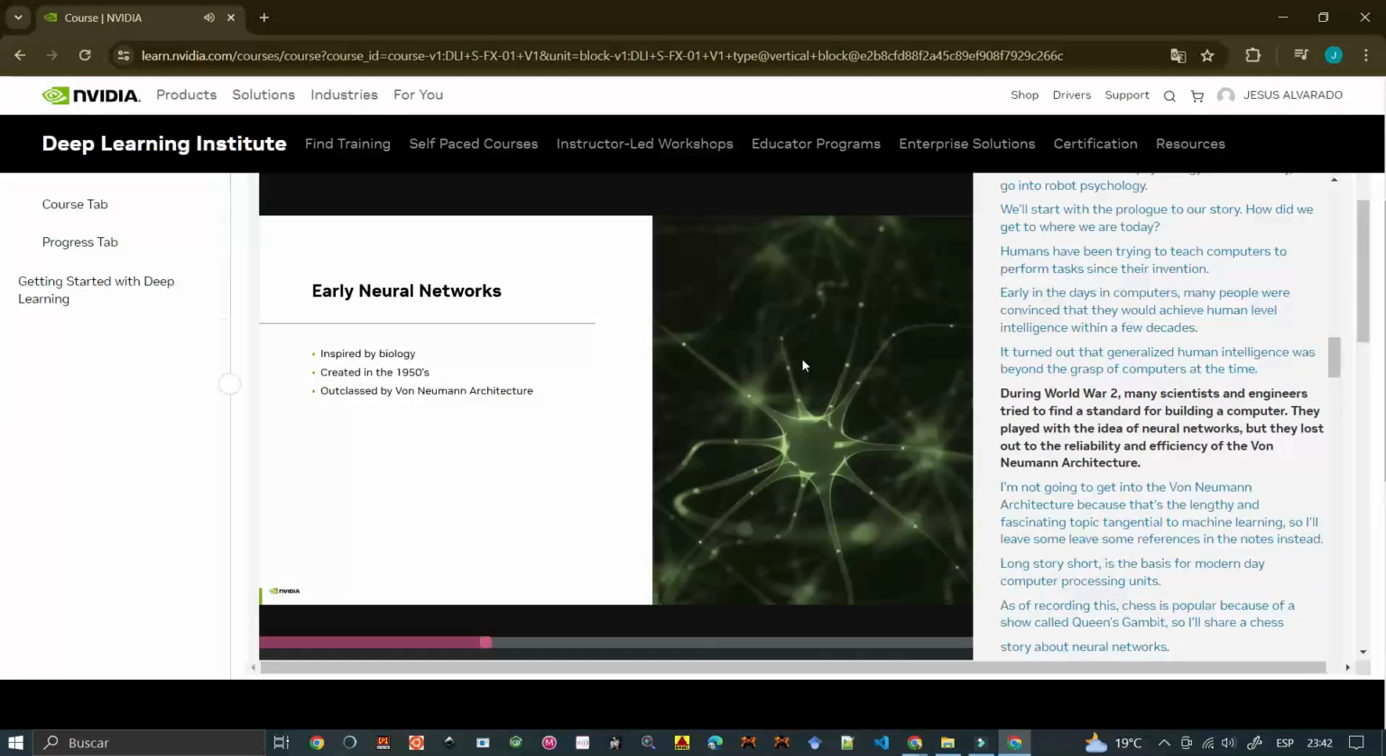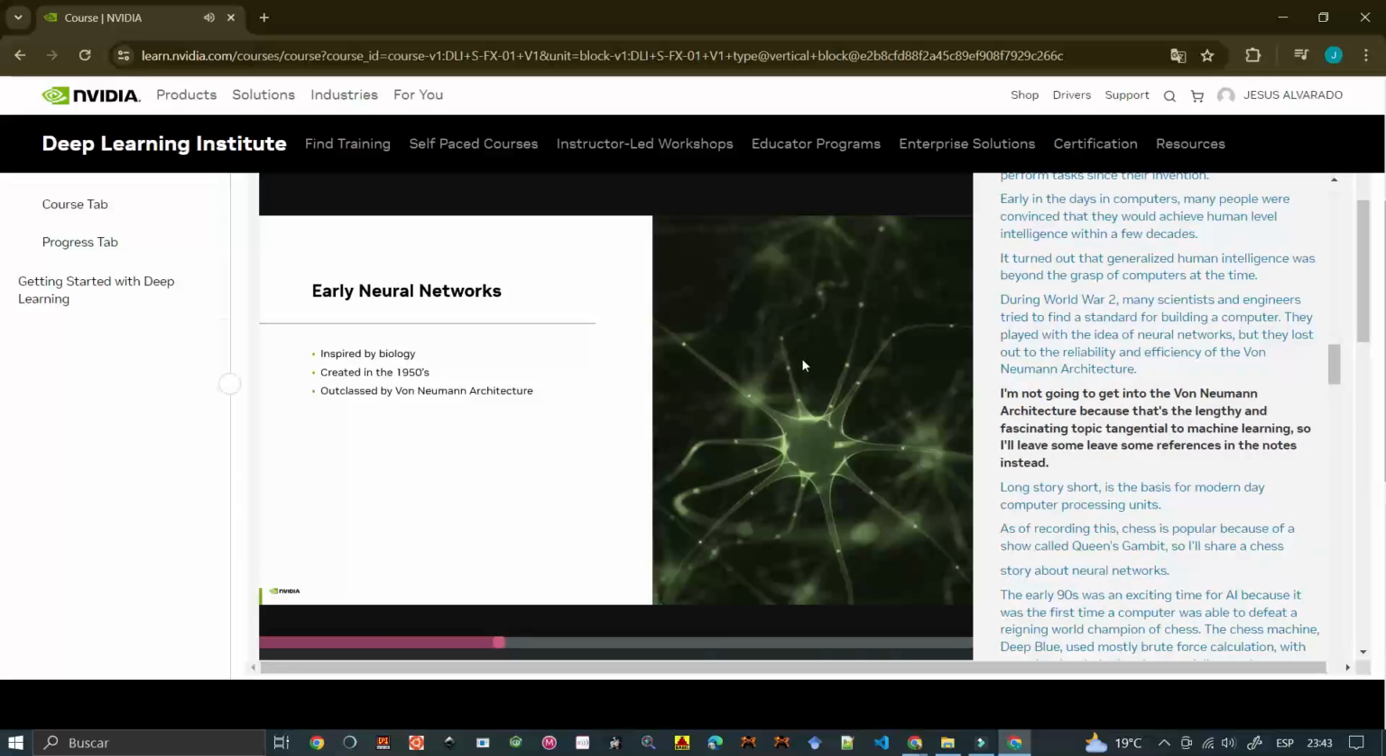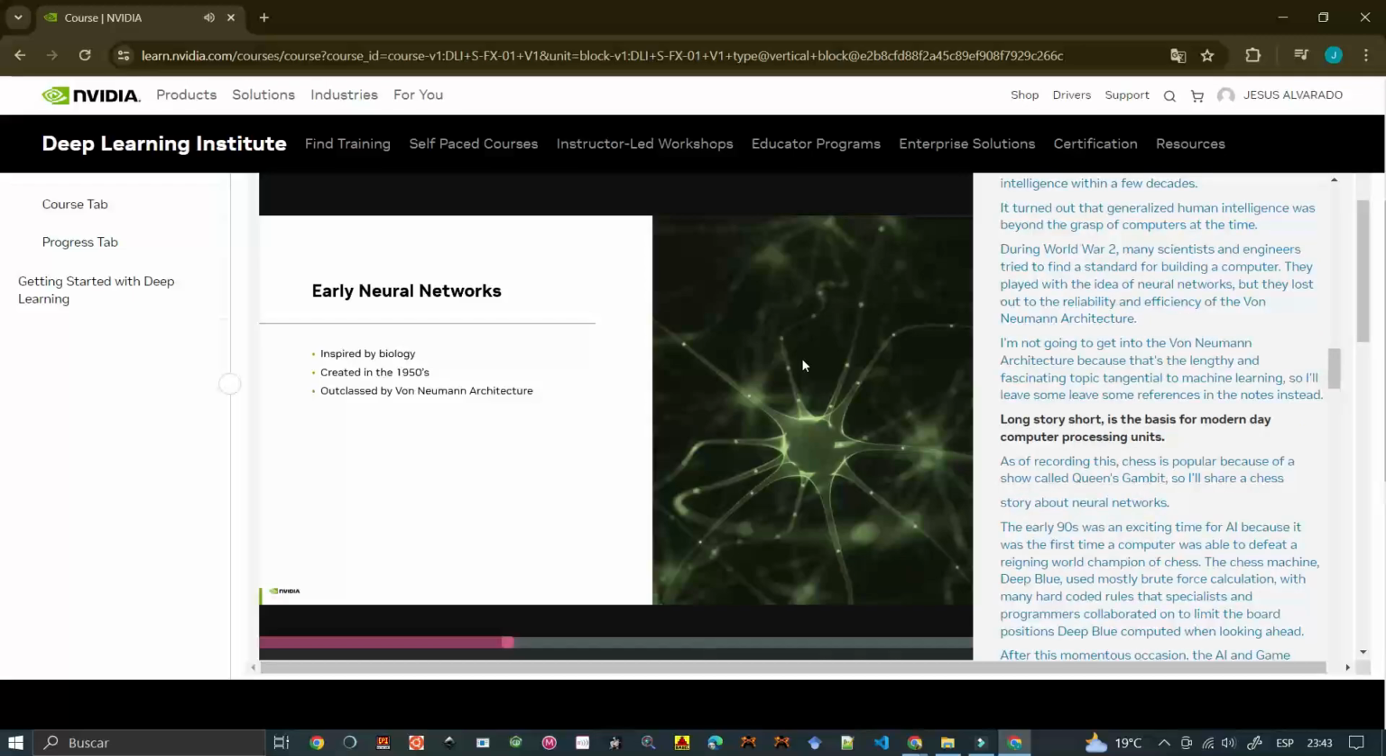During World War II, many scientists and engineers tried to find a standard for building a computer. They played with the idea of neural networks, but they lost out to the reliability and efficiency of the von Neumann architecture. I'm not going to get into the von Neumann architecture because that's a lengthy and fascinating topic tangential to machine learning, so I'll leave some references in the notes instead. Long story short, it's the basis for modern-day computer processing units.